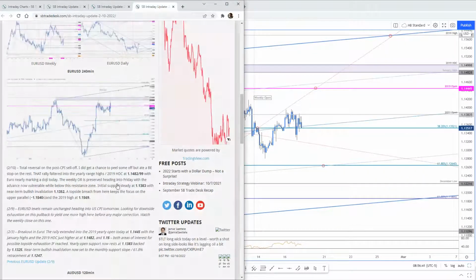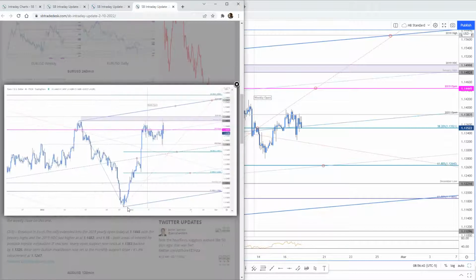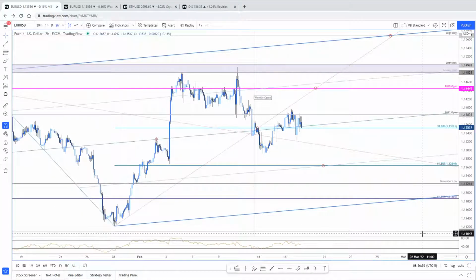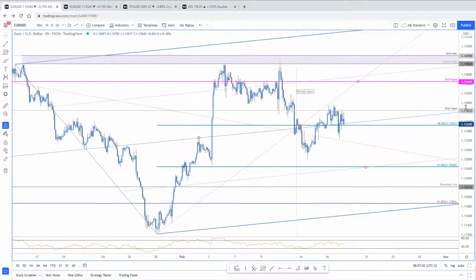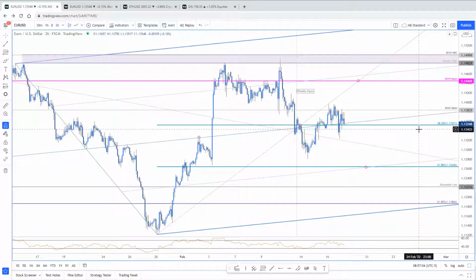No change to any of those levels. Again, here's what it looked like right into the start. This was last week, right? We dumped, went to that 38.2, and we've been straddling it ever since. Aurelian says no, thanks. All right, cool. So that's Euro.